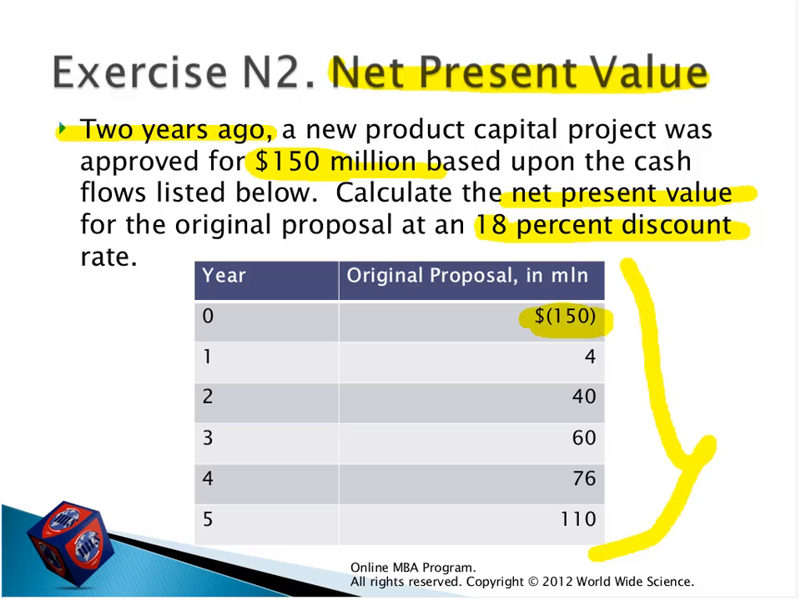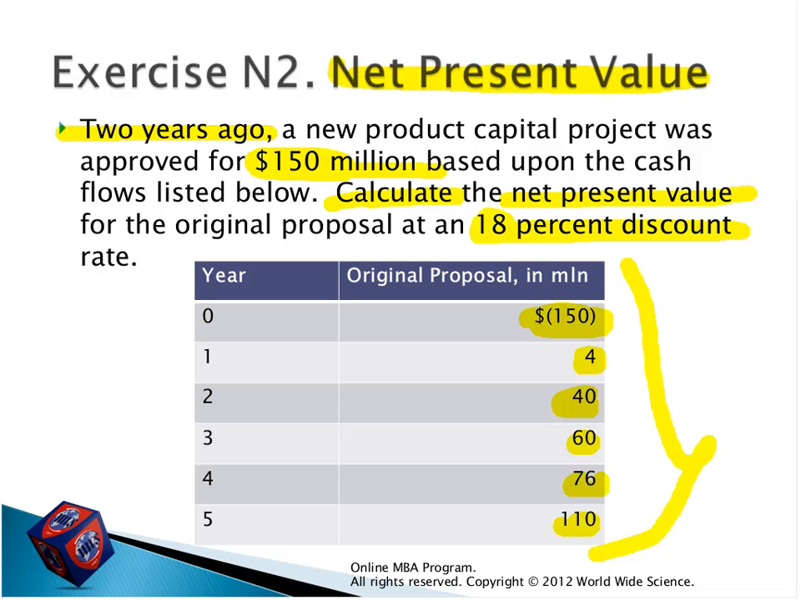Like the first year brings you 4 million in profits. The second year, 40 million in cash inflows. Third year 60, and accordingly 76 and 110. So the cash flow statement of this project is already prepared. Now the assignment says you have to calculate the net present value at 18% discount.